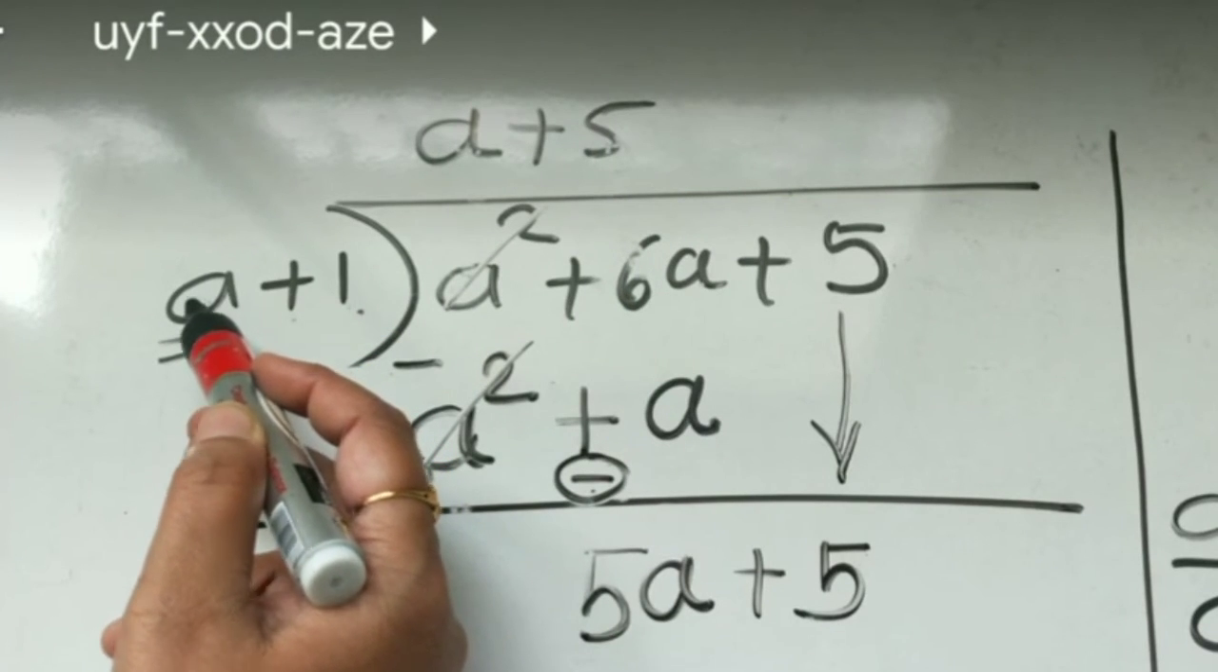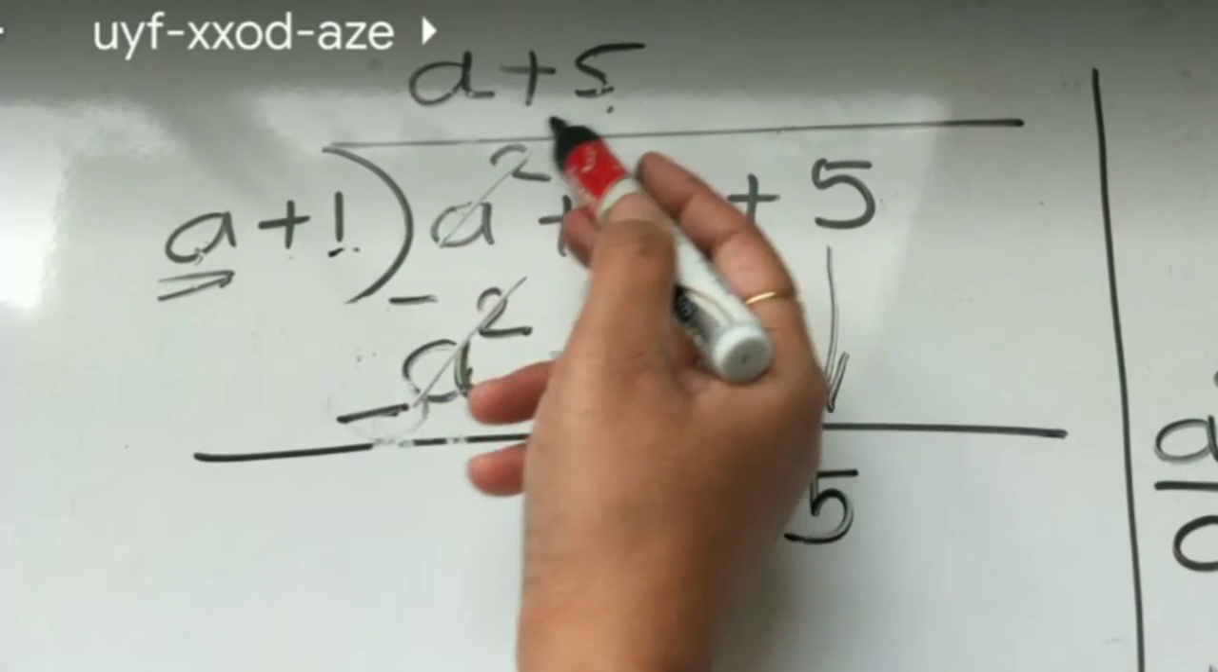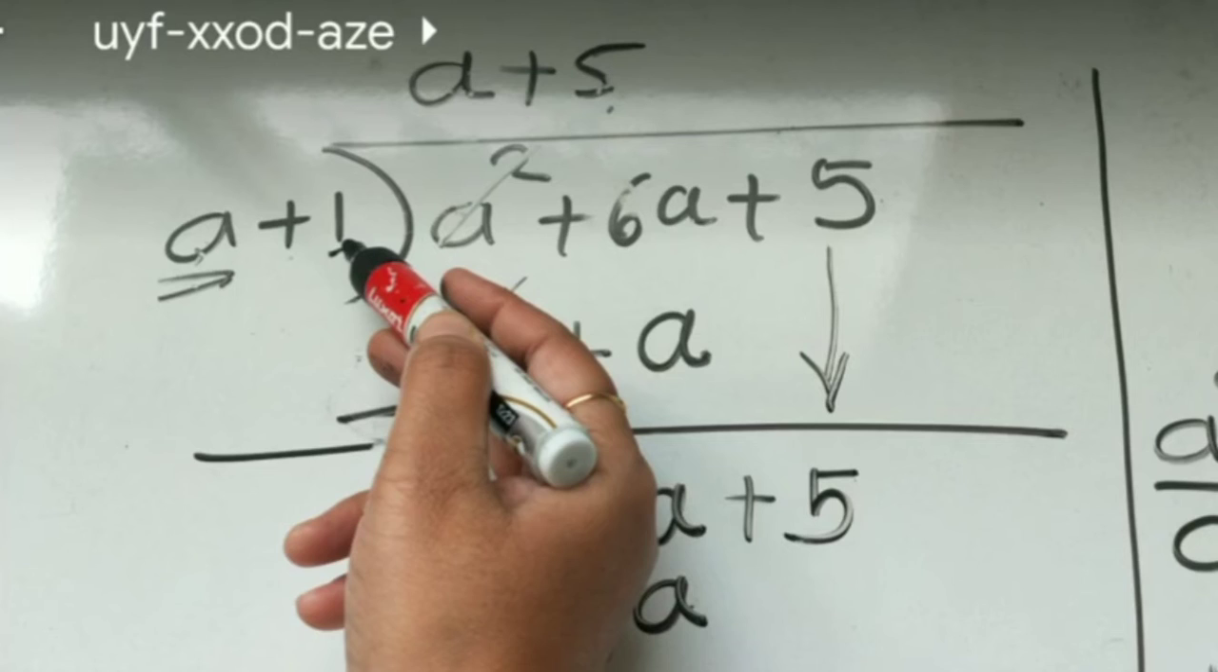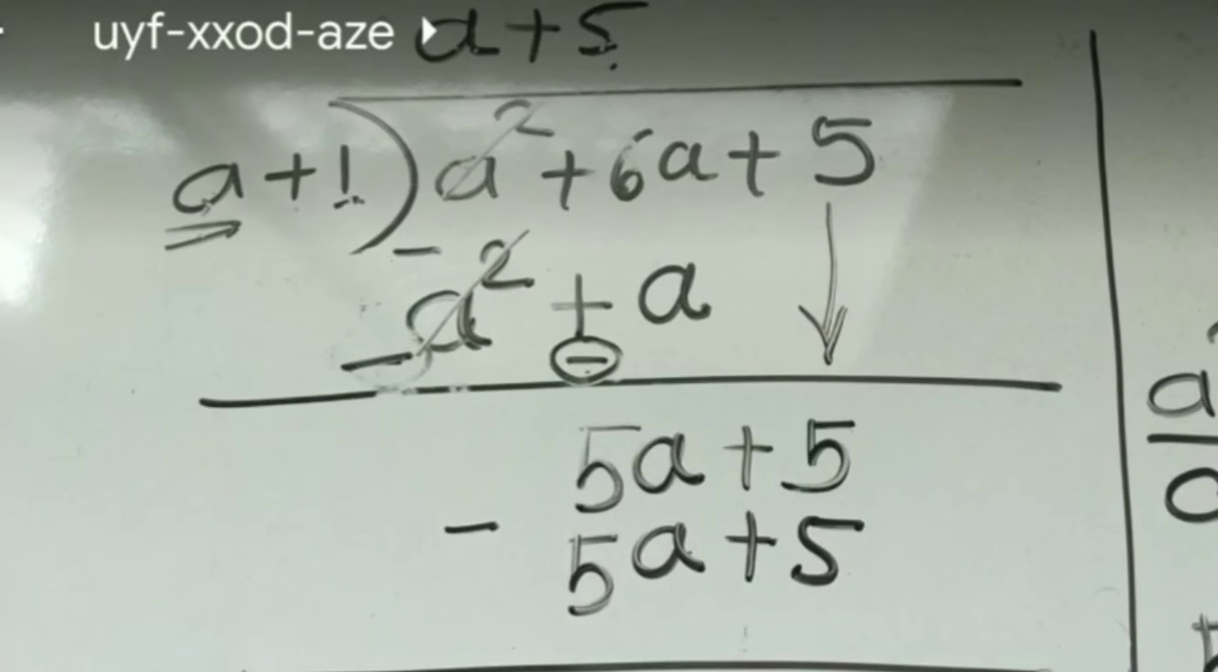Tell me the answer. 5 into a, 5 into 1, 5 plus 5 plus 5. Okay, so it's 5a plus 5. Due to this subtraction, what you will do? You will change the signs.